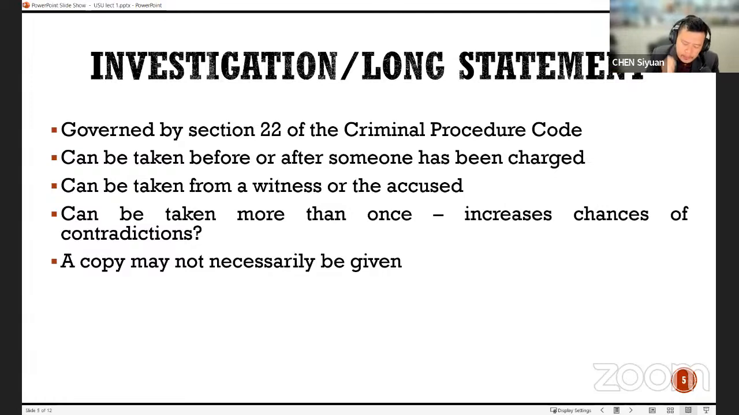And so when the accused is not given a copy of a long statement or any long statement that he or she has given, not only may this be used against the accused later on at trial, it's also difficult for the accused to prepare a defense. Because if you don't even know exactly what you said to the police, how are you going to prepare for cross-examination? How are you going to prepare your defense? But note that I say a copy may not necessarily be given. So that means that it's possible that it may be given.